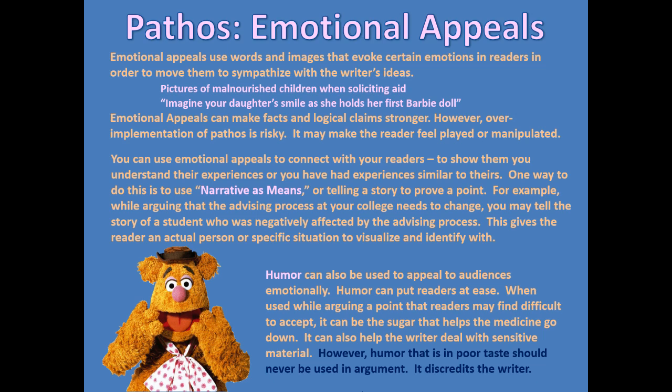So you can use emotional appeals to connect with your readers, to show them you understand their experiences, or you have had experiences similar to theirs. That's another use of emotional appeals. And one way to do this is something called narrative as means. Narrative as means is one of the easiest and most effective strategies you can use as a writer. All narrative means, I guess, is telling a story to prove a point. So it's relating a story, but not just for the story's sake, but to show a point that you're making. And it's one of the easiest and most effective ways that you can use an emotional appeal.